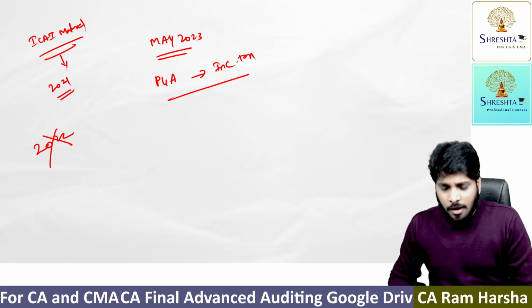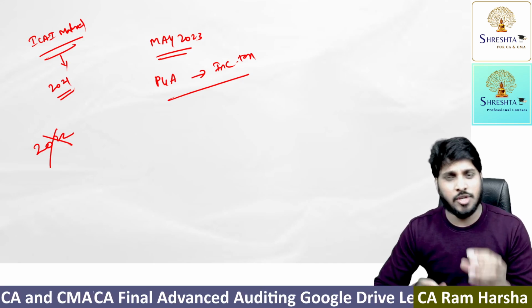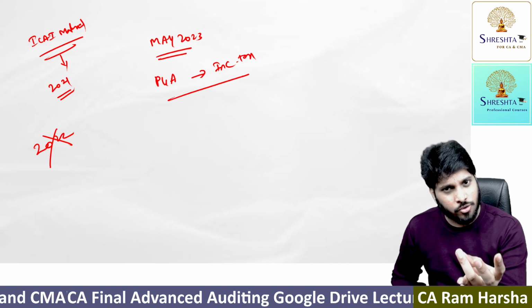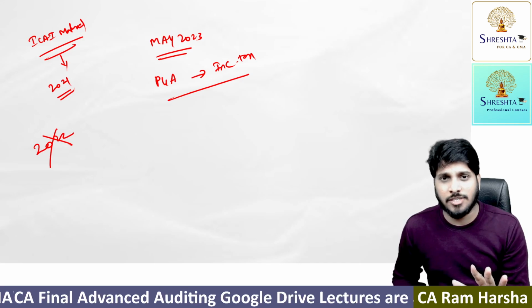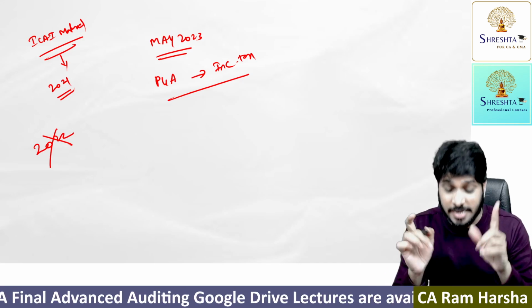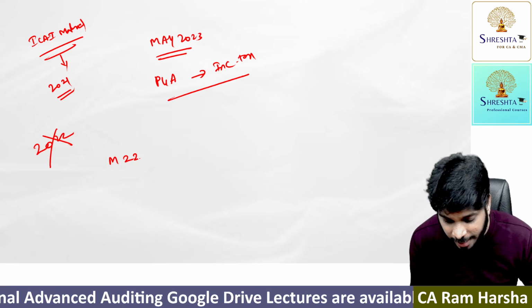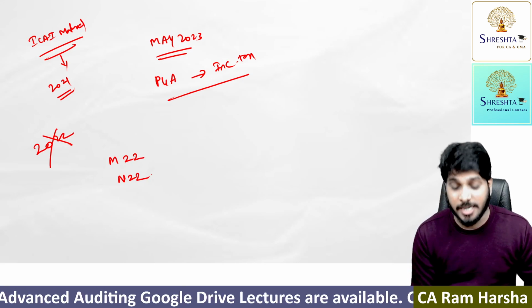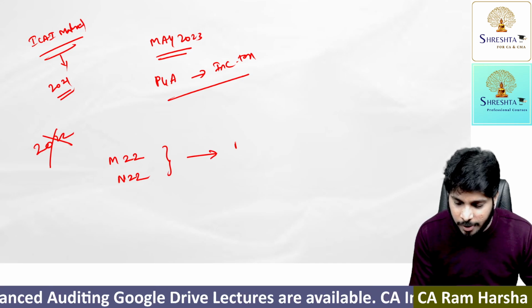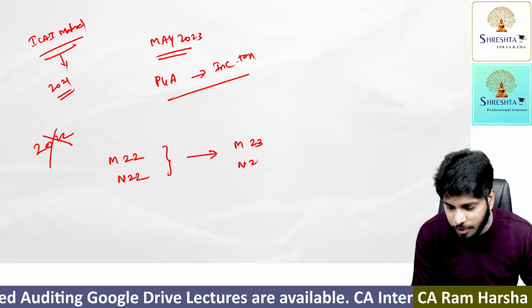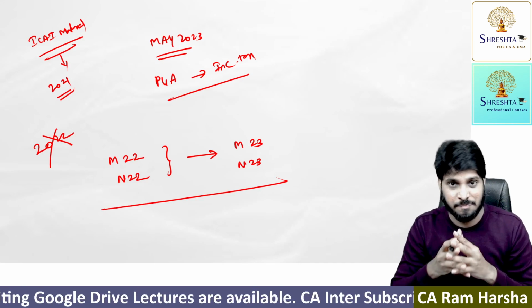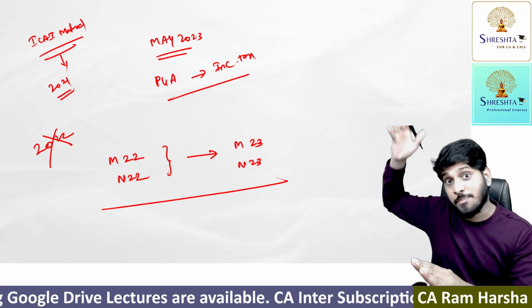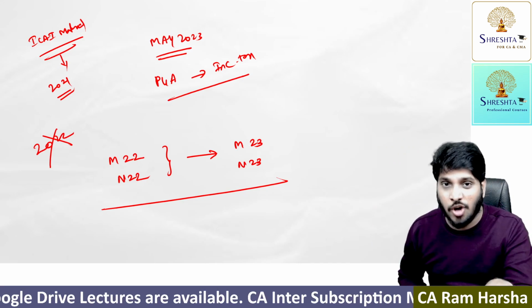For the rest of all the subjects, in group 1, paper 1, 2, 3, 4, 4A, 4B, 5, 6, 7, 8, in all 8 subjects of CA Inter, whatever material is applicable for May 2022 and November 2022, the same material will apply for May 2023 and November 2023 for those students who are in the current scheme. Sir, what about the upcoming scheme, the proposed scheme? Ignore that topic right now.